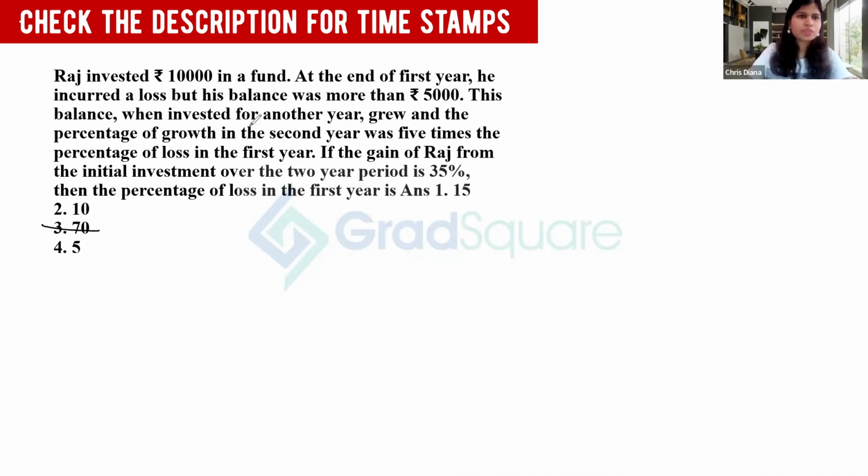Now, this balance when invested for another year grew, and the percentage growth in the second year was 5 times the percentage loss in the first year. So let the percentage loss in the first year be x percentage. So the percentage gain in the next year is going to be 5x percentage.